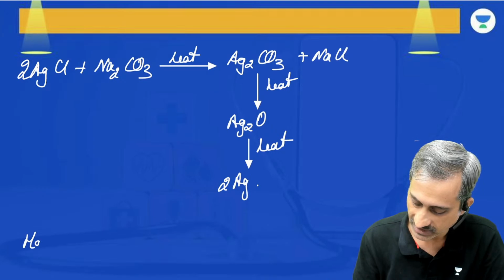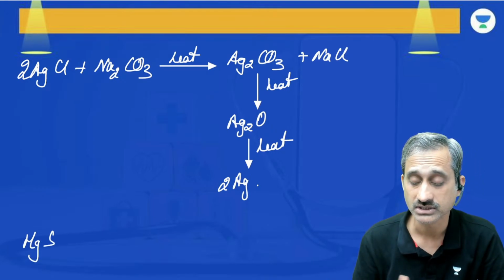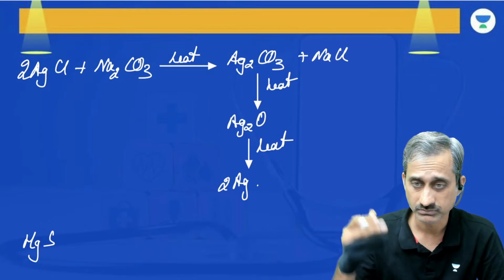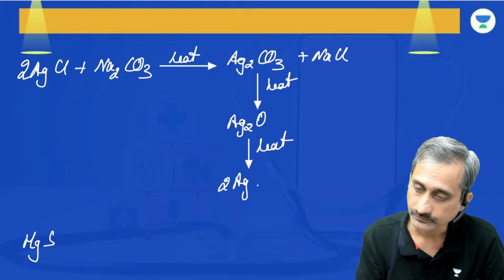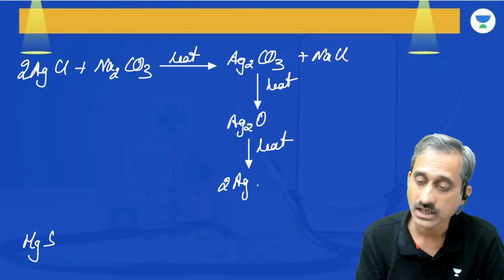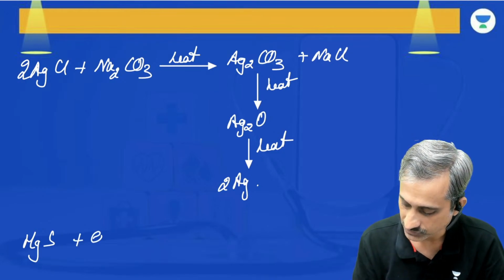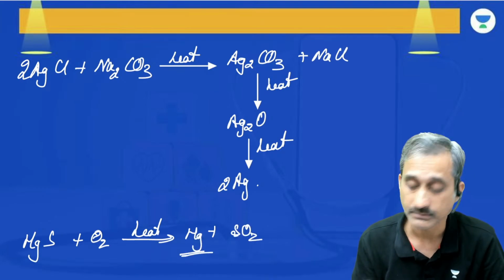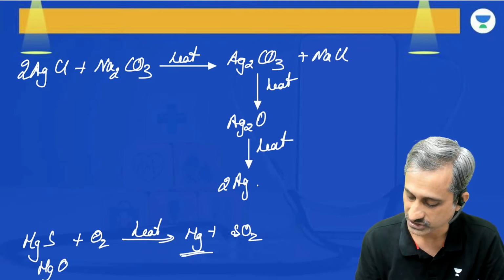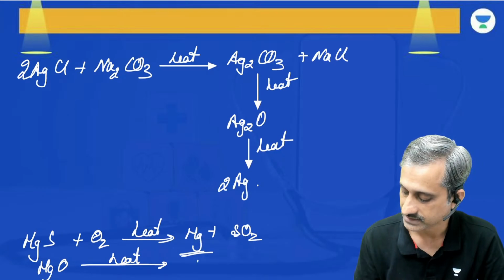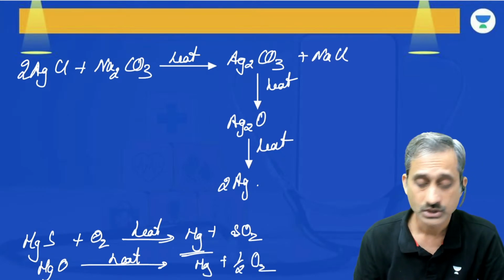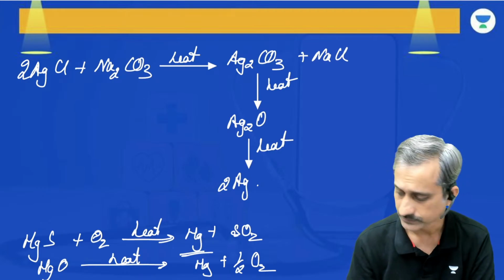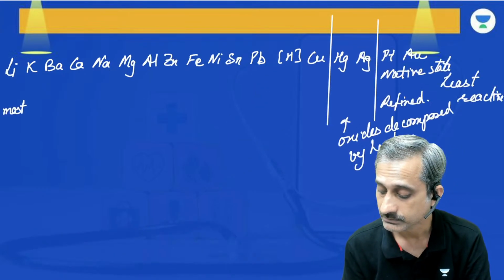In the same manner, we can have mercuric sulfide or mercuric oxide. Mercuric oxide was the one which was used to produce oxygen for the first time. It was heated by focusing sunlight over it. Now here we can treat it with oxygen and simply heat it, and we get mercury along with sulfur dioxide. So it is separated out easily. Mercuric oxide, HgO, just heat it and it gives us mercury plus half of O2. So here we do not need any kind of reducing agent. Is it clear?